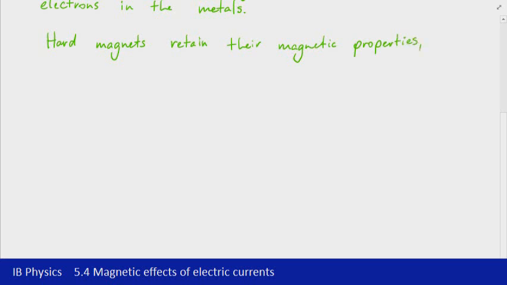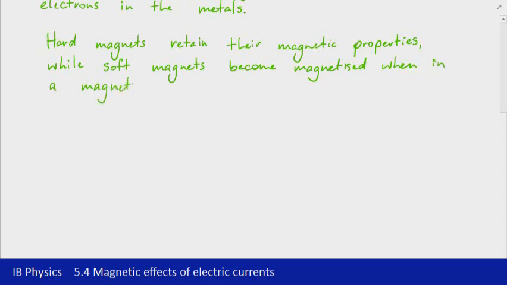But hard magnets retain their properties, and soft magnets, and again it's not that the metal is actually soft to touch, it's about the magnetic properties. Soft magnets become magnetized when in a magnetic field, but will lose those magnetic properties when that magnetic field is removed, or when it's removed from the magnetic field. So that idea is quite useful in some scenarios. We'll get onto that in a bit more detail again when we look at magnetic fields produced by currents.